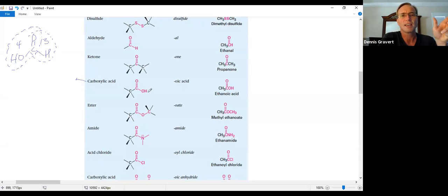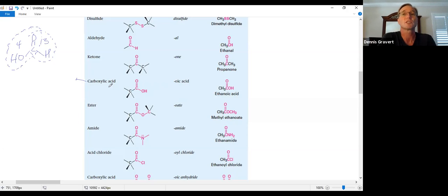Because when H is attached to an O, and the O is attached to a C double bond O, this hydrogen likes to fall off as an acid. It's a carboxylic acid. Good name for the functional group. So it turns out that's actually really powerful.